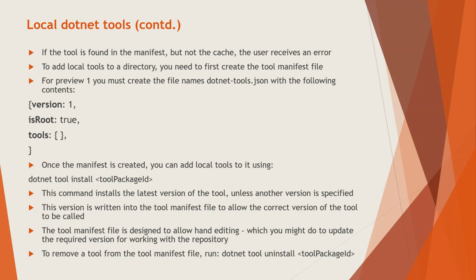This command installs the latest version of the tool unless another version is specified. This version is written into the tool manifest file to allow the correct version of the tool to be called. The tool manifest file is designed to allow hand editing, which you might do to update the required version for working with the repository. Also, to remove a tool from the tool manifest file, just run .NET tool uninstall with the tool package ID. So here you have .NET tool install tool package ID, and just install is replaced by the uninstall command.